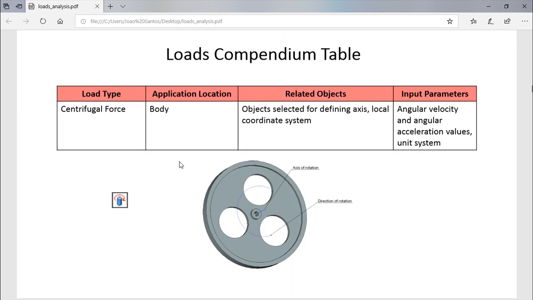Then we move to a different type of load. In this particular case, the centrifugal force. We apply it on a body, and we have the objects for defining the axis and LCS. In this particular case, we give angular velocity and angular acceleration values as well as the unit systems.